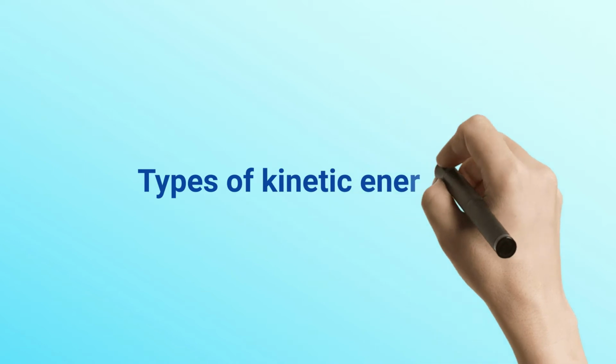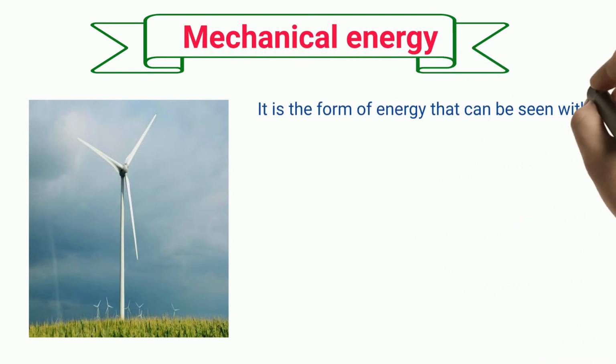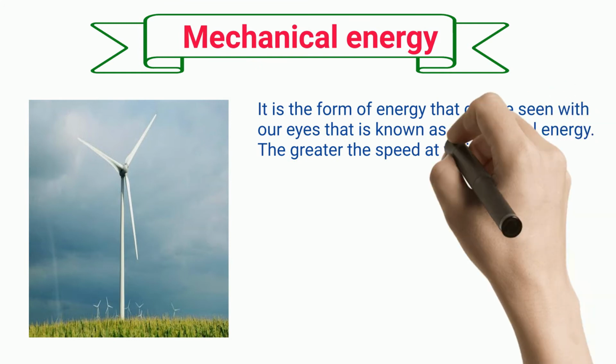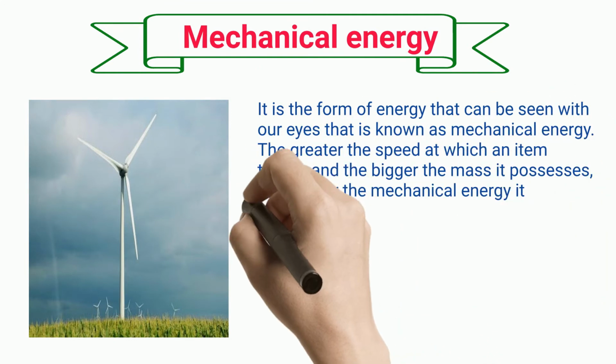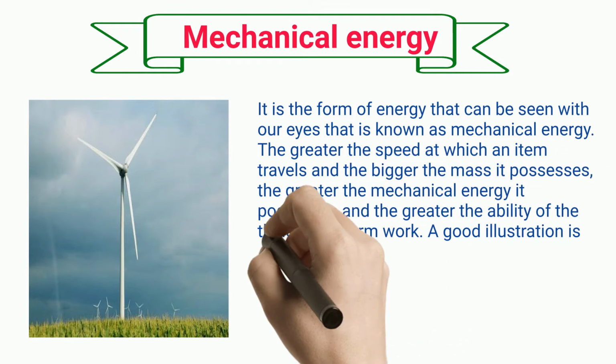Types of kinetic energy. Mechanical energy. It is the form of energy that can be seen with our eyes that is known as mechanical energy. The greater the speed at which an item travels and the bigger the mass it possesses, the greater the mechanical energy it possesses, and the greater the ability of the thing to perform work.